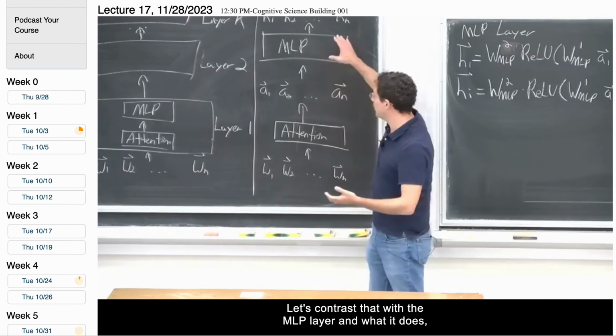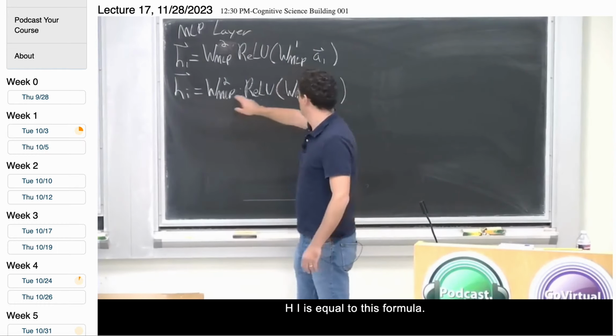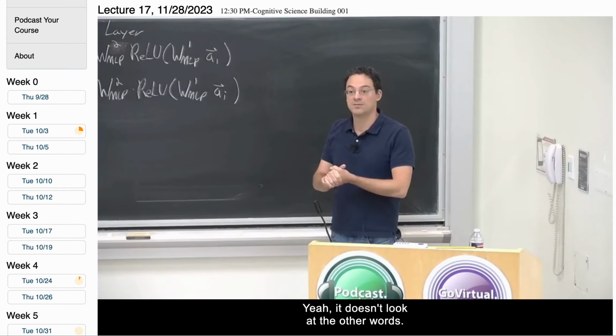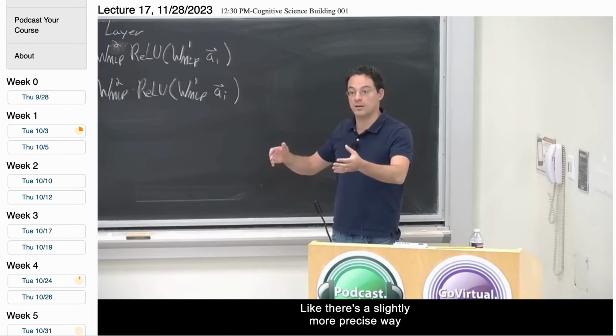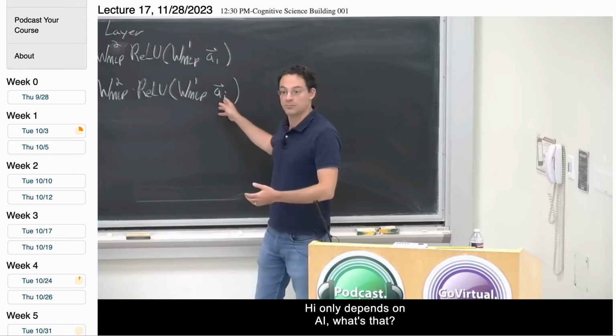Let's contrast that with the MLP layer and what it does. What do we notice about what the MLP layer does? So I have a definition here. H_i is equal to this formula. What do you see happening in that formula? It doesn't look at the other words, but there's a slightly more precise way that we can say that. It doesn't look at the other words. So H_i only depends on A_i.